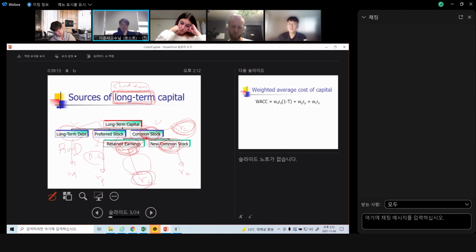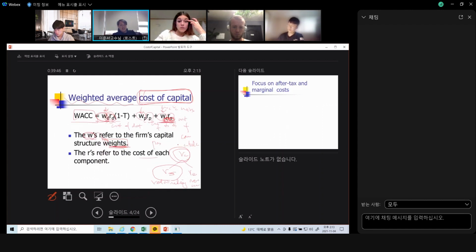But originally this should be R_C. The reason why we use R_S instead of R_C is that the resources to raise funds using common stock are of two types, retained earnings and new common stock. But retained earnings is more popular, so we use R_S instead of R_C. All right.